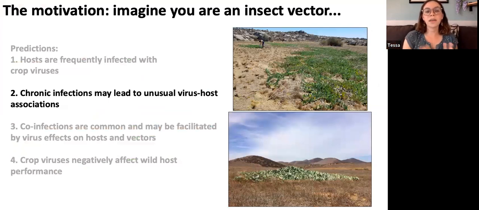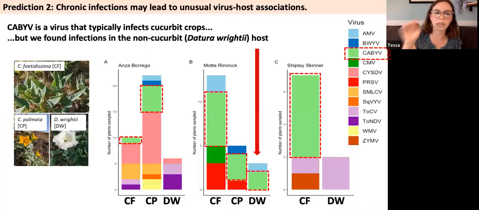So now that we know what viruses are there, we wanted to test the prediction that these chronic infections may lead to unusual virus host associations. Unlike in agriculture, where the plants are culled at the end of the season, these perennial plants live for a long time and they are collecting potentially interesting viruses that we wouldn't expect.